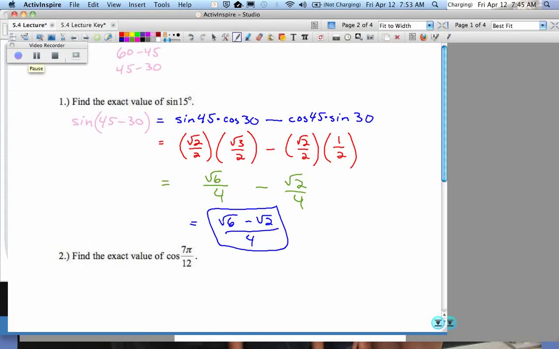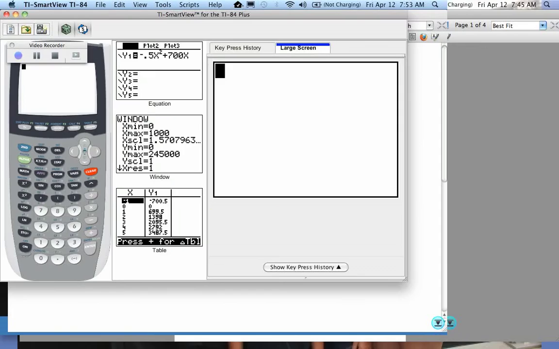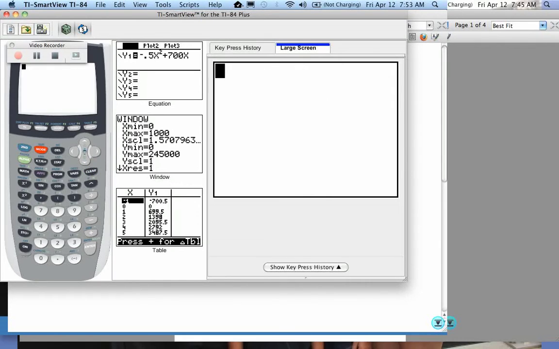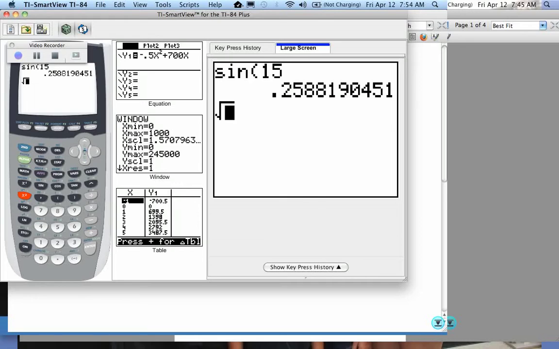Now, one of the things that we can do is look at the calculator. I'm going to be in degree mode. So I can take the sine of 15 degrees, and that's the decimal I get. And what the test or whatever will say is give me the exact values only, no decimals. And so what we want to do is take the square root of 6 minus the square root of 2, and then we divide it by 4.